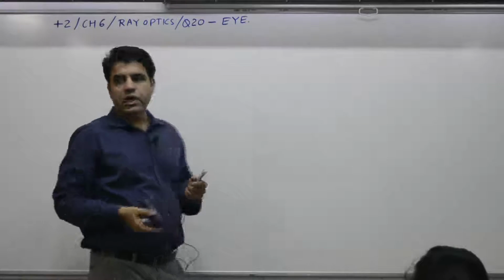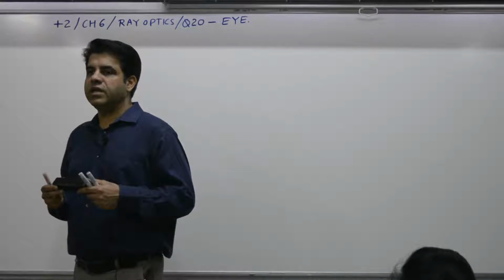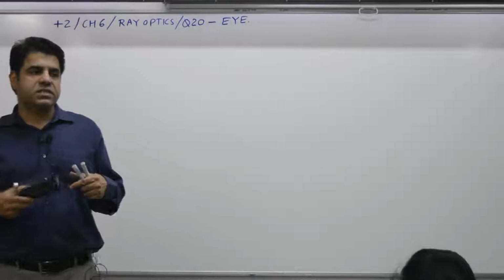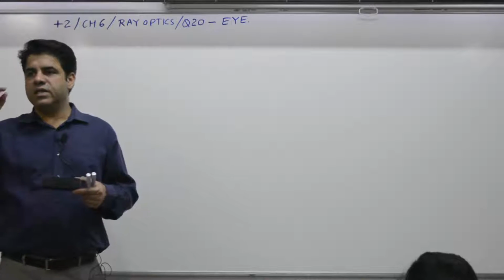Question number 20 deals with the human eye. What is range, sensitivity, limit of resolution? What are the various defects? And what is the remedy? What is the answer, the solution to that? That is lenses.